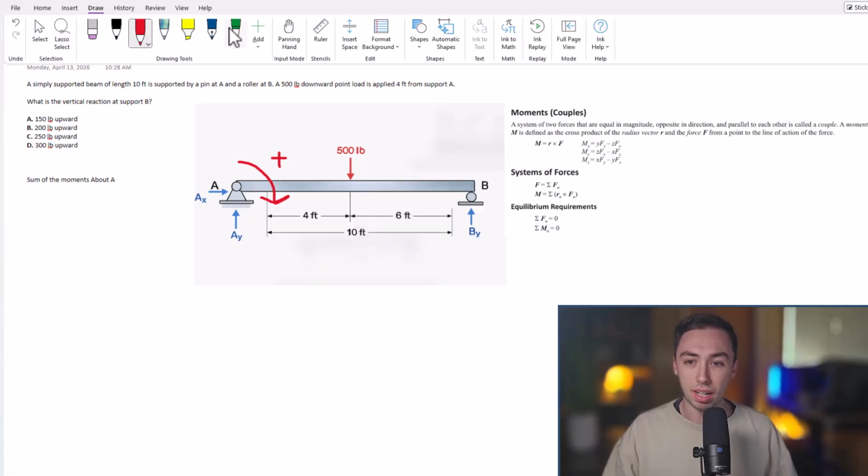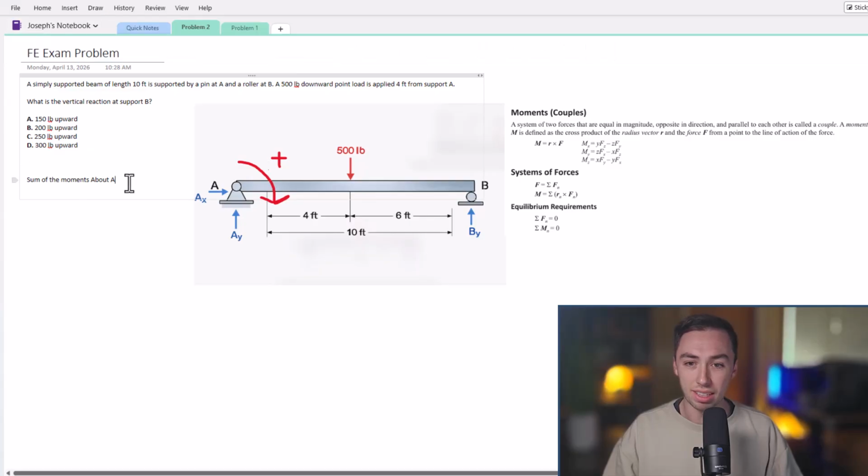So sum of the moments about A. What do we have in this diagram? So we're going to leave A sub Y out because we're taking the sum of the moments about A. We have this 500-pound load, and then we're going to multiply it by the moment arm length, which is 4 feet. We can see here times 4. That's going to give us 2,000 foot-pounds, right? B sub Y is going to be 4 feet plus 6 feet, 10 feet times B sub Y.